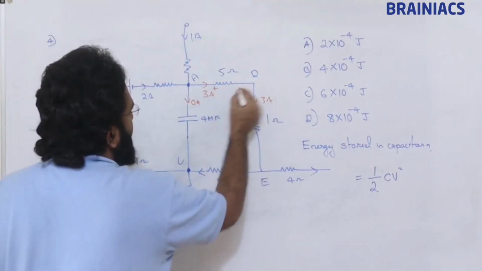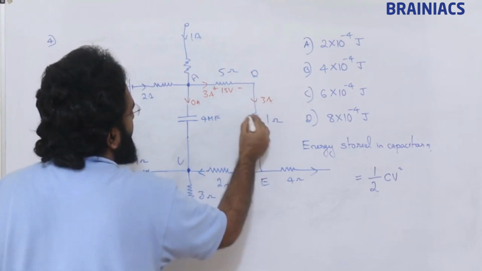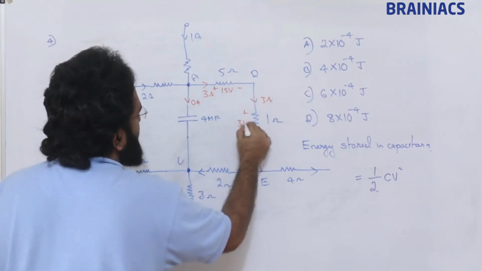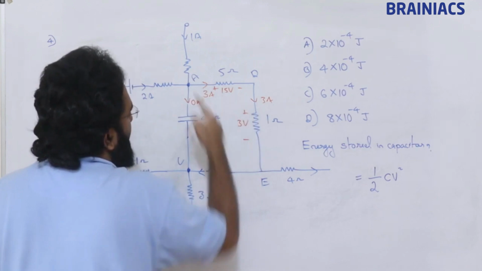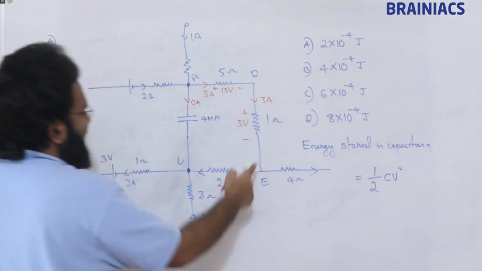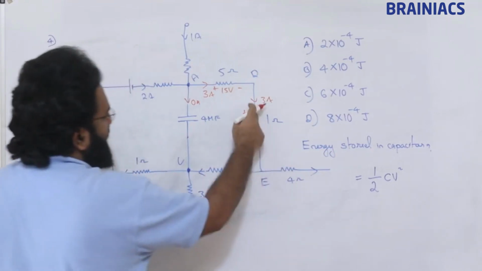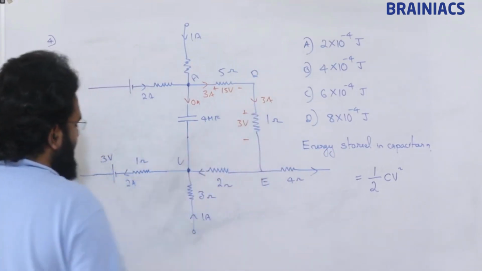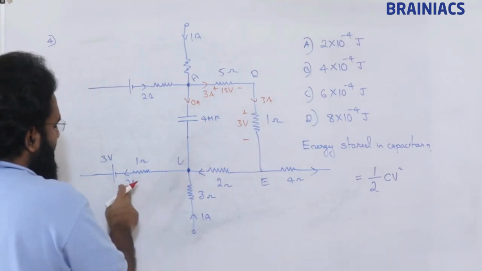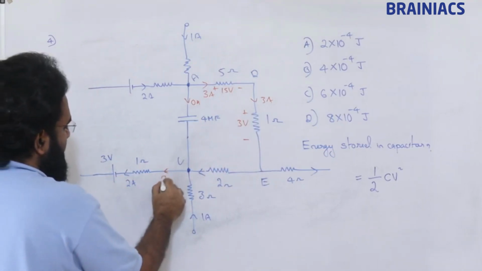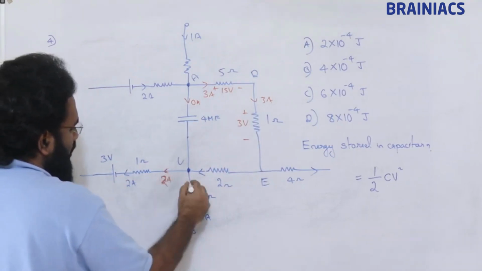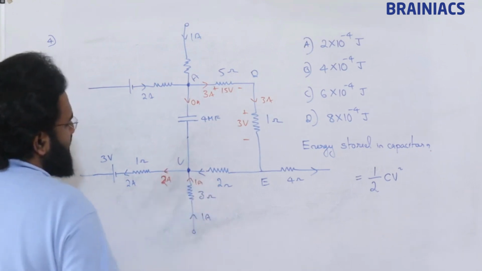So plus minus, this is going to be 15 volt. Plus minus, this is going to be 3 volt. V is equal to IR, and 3 ampere is coming. Now here another branch is going, so we cannot say this is 3 ampere itself. But here they have given 2 ampere. This 2 ampere is given, and 1 ampere is coming like this.